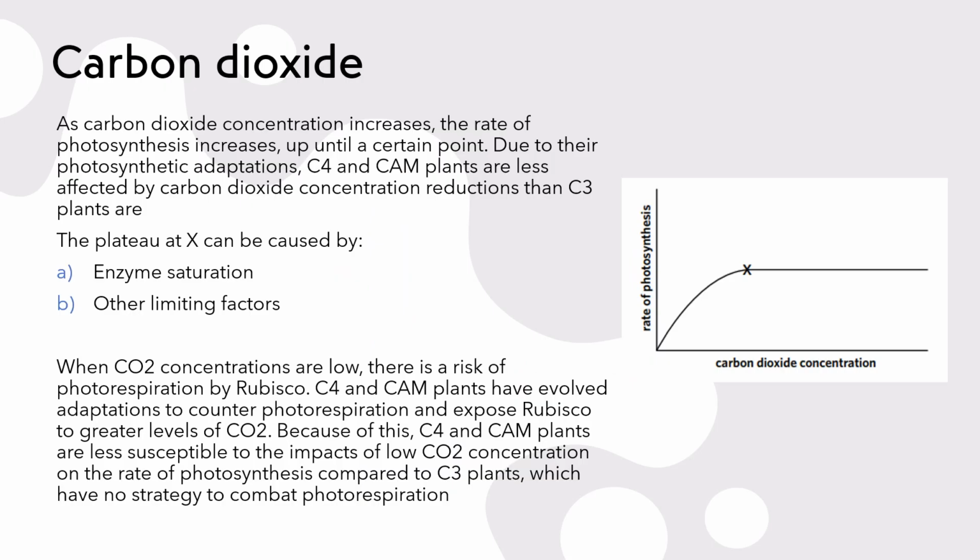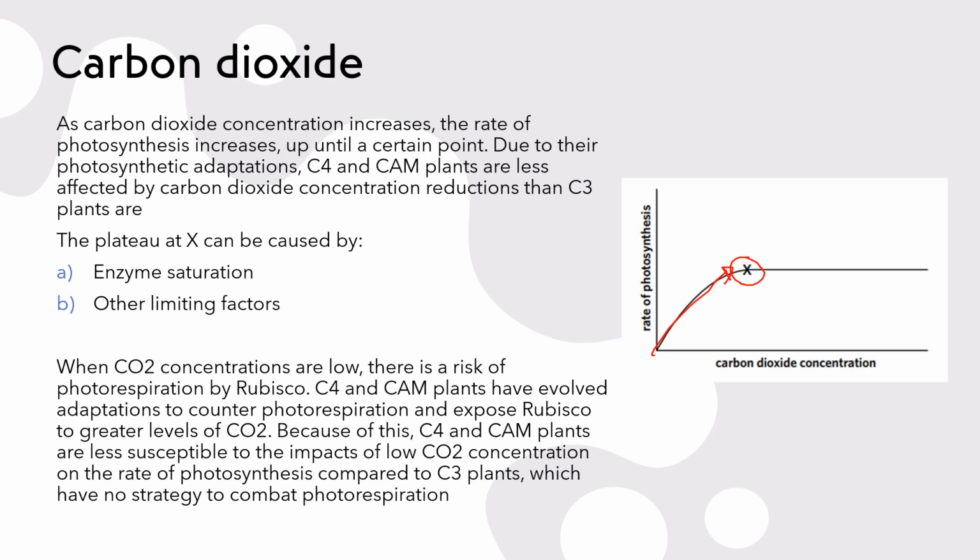We've then got carbon dioxide. So carbon dioxide is a really similar concept to light. Carbon dioxide is an input of the light-independent stage. So as a general rule, if carbon dioxide is increasing, the rate of photosynthesis increases. Okay, so that's a general rule. But again, we see a plateau, and this is because of limiting factors. So there's no point in having more carbon dioxide if all of the rubisco enzymes are saturated, or there's not enough light, or something like that.